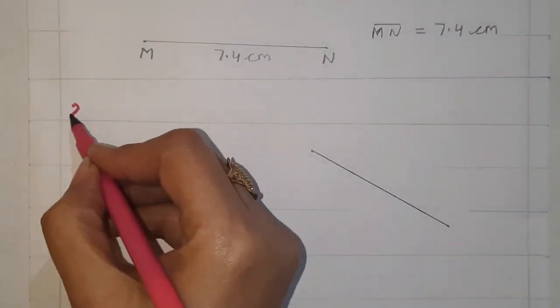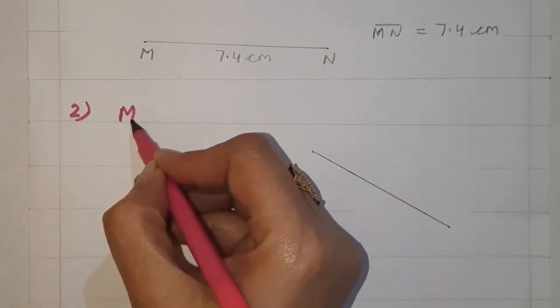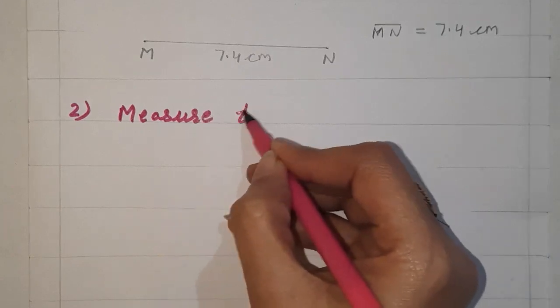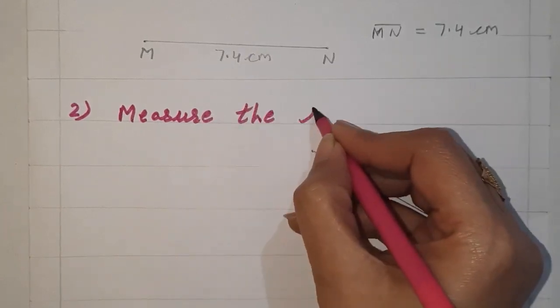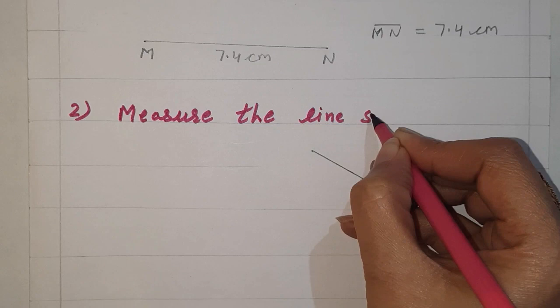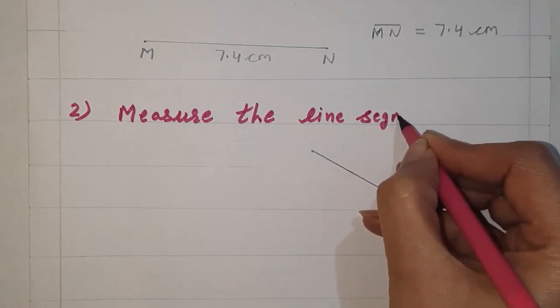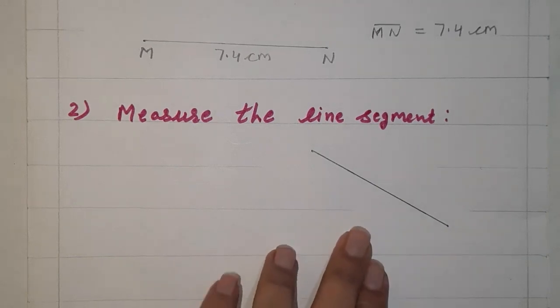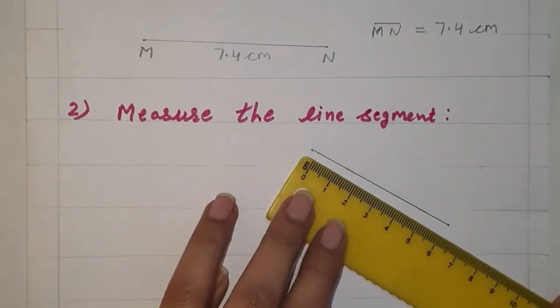Now the next question is question number 2. Measure the line segment. Now the line segment is given. We have to measure it.